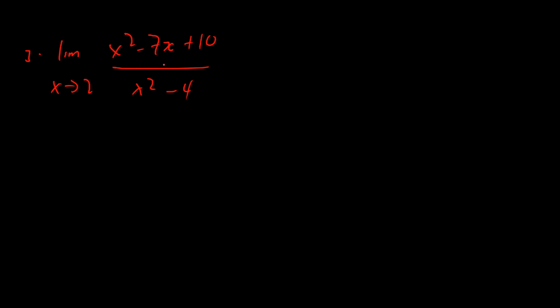Let's factor the numerator. So you want to look for two numbers that when we add, we are going to obtain negative 7, and when we multiply, we are going to have positive 10. And so those two numbers are negative 5 and negative 2. Negative 5 minus 2 is negative 7. Negative 5 times negative 2 is positive 10.